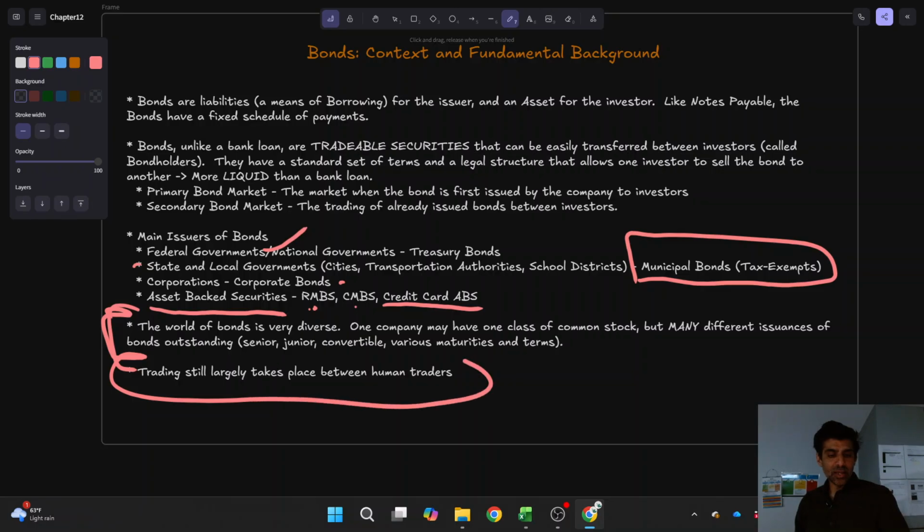The trading is largely between human traders, except for treasury bonds and certain large corporate bonds. It's usually done between humans. If you're a bond investor, you'll call a trader and say, "Hey, I want to buy these bonds." They'll give you a price quote, and you'll execute the trade if it's a good price. It's because it's much more complicated. You've got to know exactly which issuance you're talking about. There's a lot more to negotiate here than just buying a stock, which is kind of a commodity.